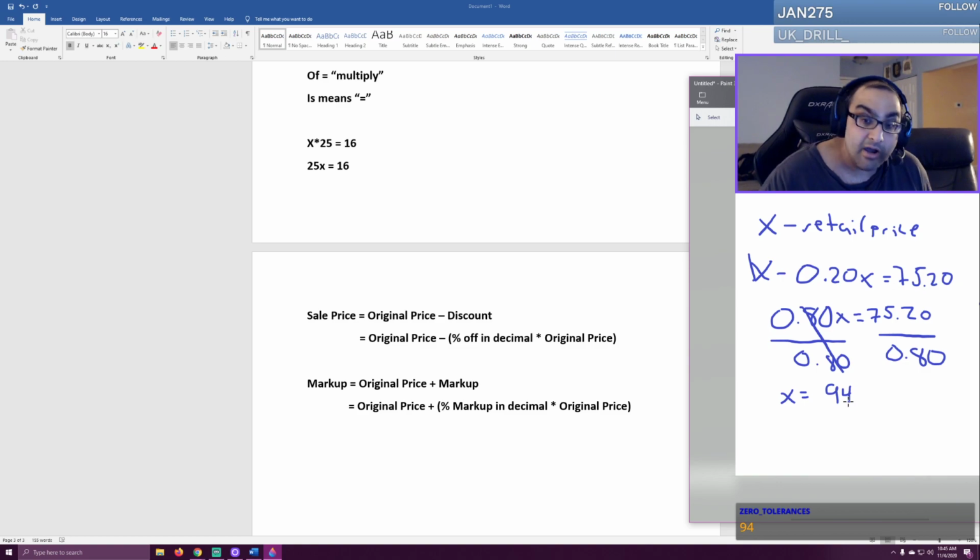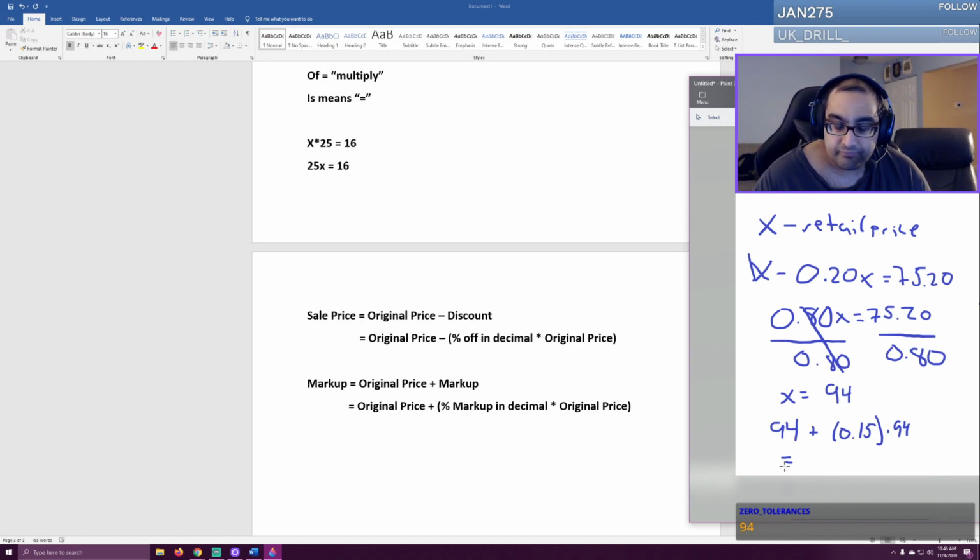But now that we have the $94, she's going to charge a 15% markup to the customer. So all we're going to do here is take the $94 we just found. That's the original price, plus 15% markup, which is 0.15, times the 94. And what do we get here in this case?